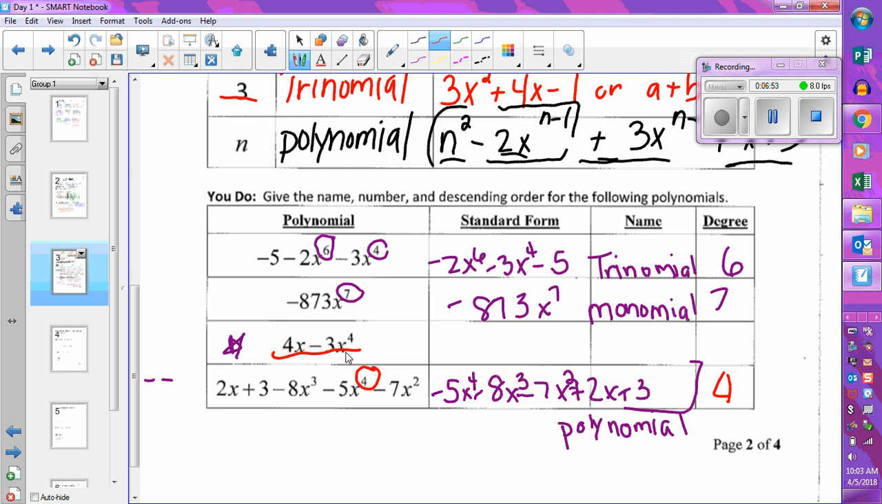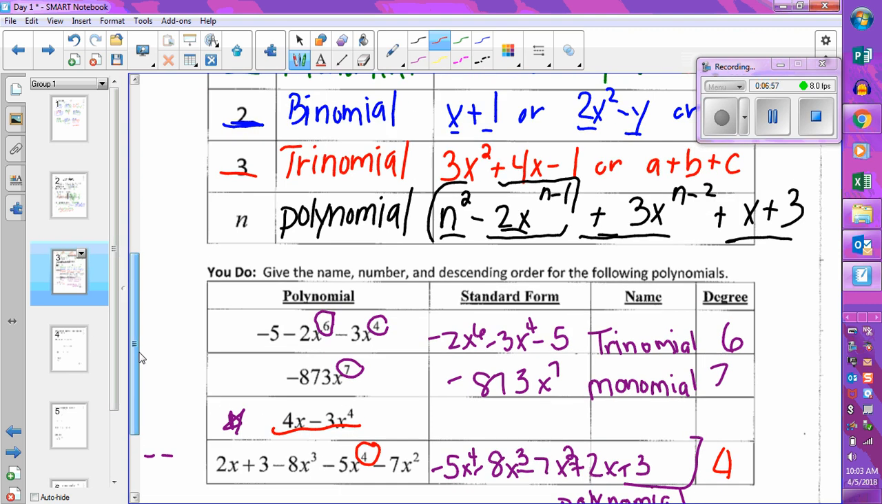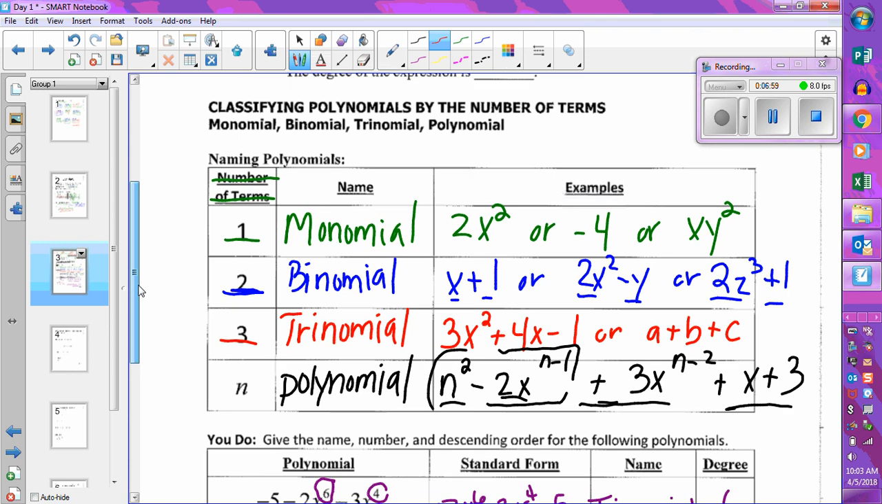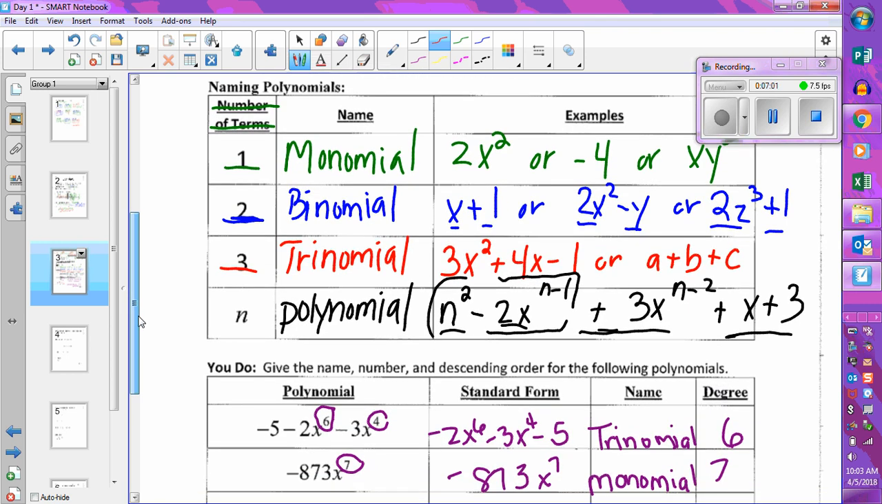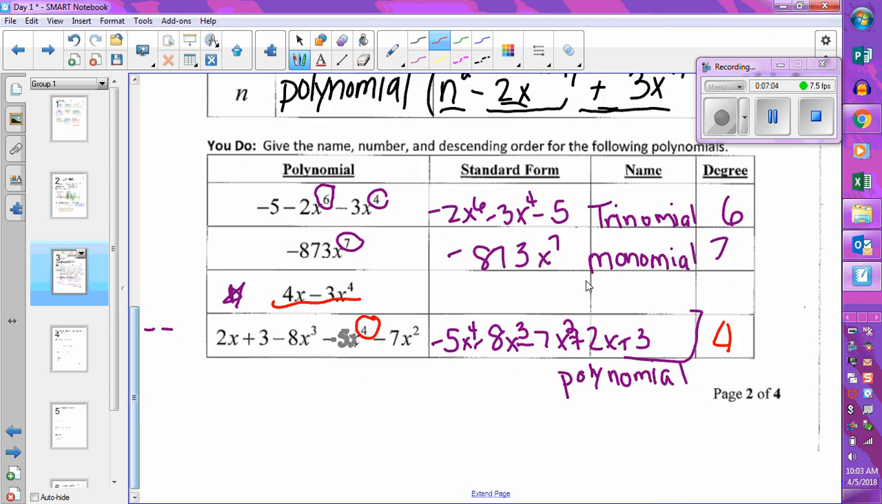So depending on how many terms you have, which this has 2 terms, you're going to look back up at this classifying polynomials and write down what kind of polynomial it is. And then also the degree. What is the degree of the polynomial? Again, that is the highest degree that you have in the polynomial. Your highest degree is your highest exponent. Okay? So take a minute to pause and do that.